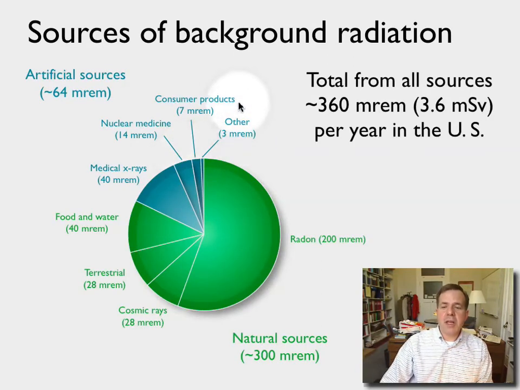Let's look at background radiation first. The artificial sources are here in this blue or teal color. First of all, let's say in context, the total from all sources of background radiation per year in the United States is about 360 millirem, or 3.6 millisieverts. And about 1/6 of that comes from these artificial sources. So these things would be things like medical x-rays, nuclear medicine. So if you are getting treatment for some condition that requires radiation, from consumer products, so things like smoke detectors, and then just sort of general other.